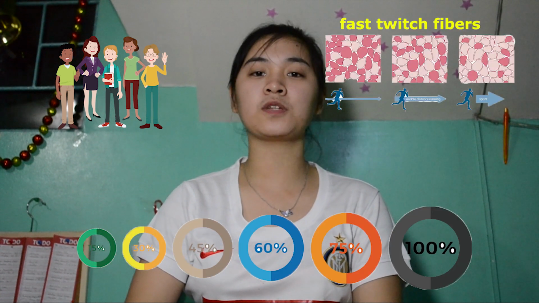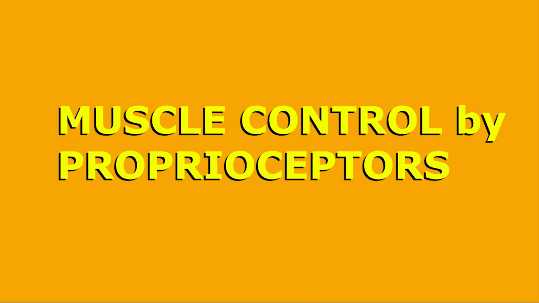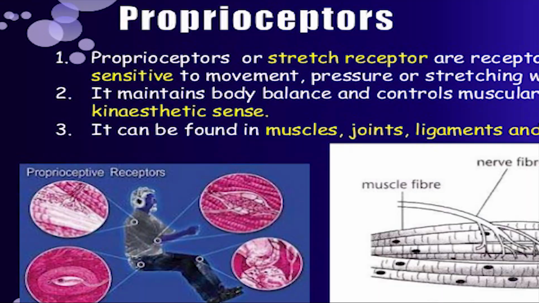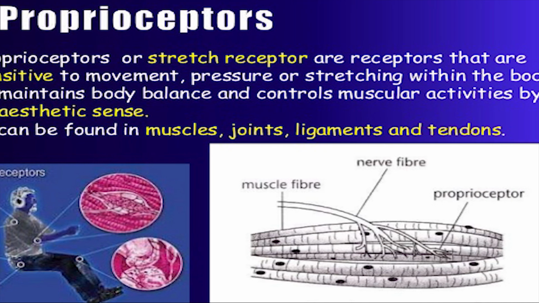Individual differences depend on both genetics and training, because people have different percentages of fast-twitch fibers and slow-twitch fibers. A proprioceptor is a receptor that detects the position or movement of a part of the body, in these cases, a muscle.